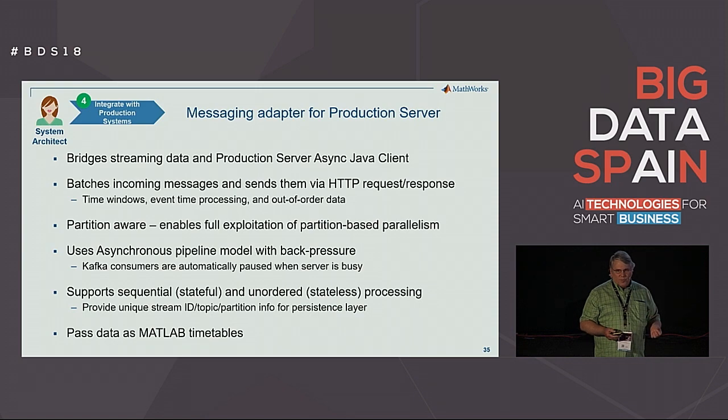There's several very important requirements that we had to meet with this part of the system. First of all, Production Server is an application server, and it uses HTTP, so we had to bridge the difference between streaming data and request response. So what we had to do was build a system that knew how to batch data into the proper batches and send it to the server.